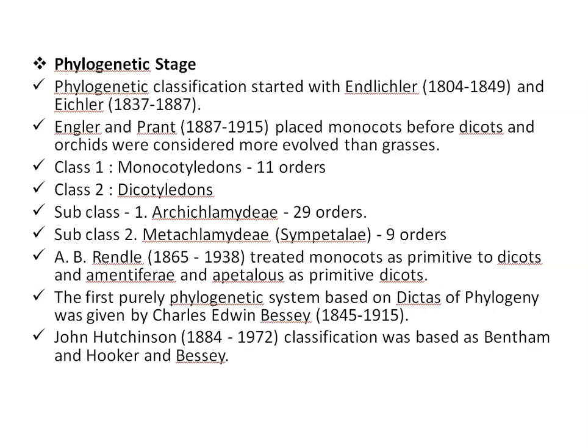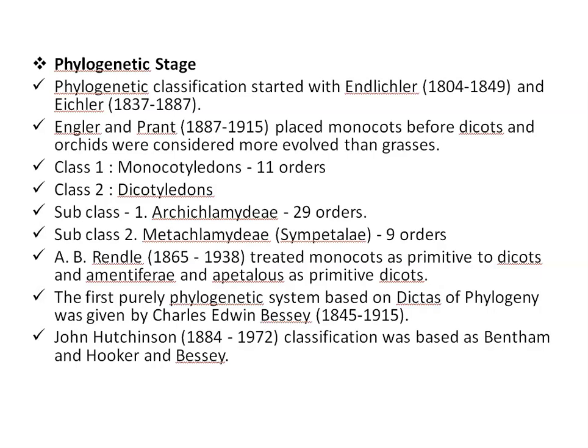Next stage is the phylogenetic stage. Phylogenetic classification was based on the ideas of evolution. It started with Eichler, 1837 to 1887, and Endlicher. Then Engler and Prantl, 1887 to 1915, placed monocots before dicots, and orchids were considered more evolved than grasses. They classified plants into 2 classes: class 1 monocotyledons having 11 orders and class 2 dicotyledons.